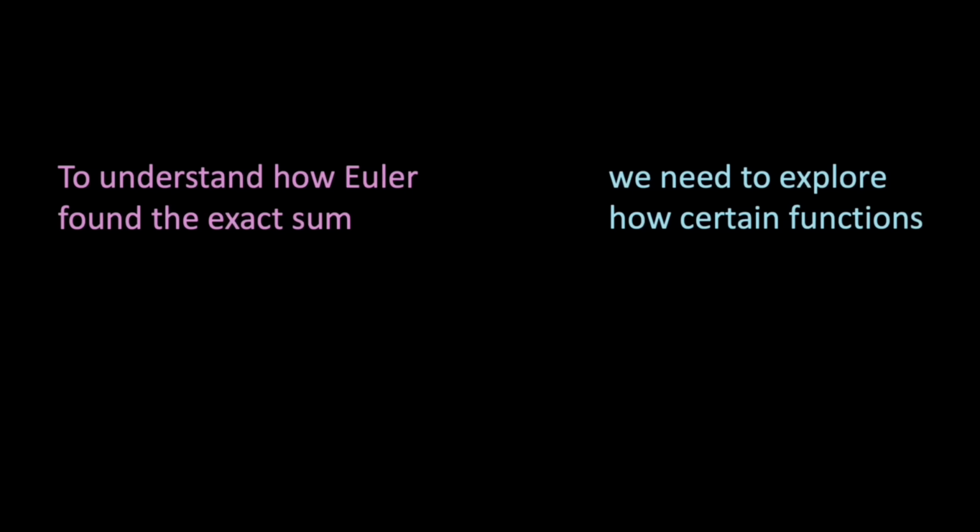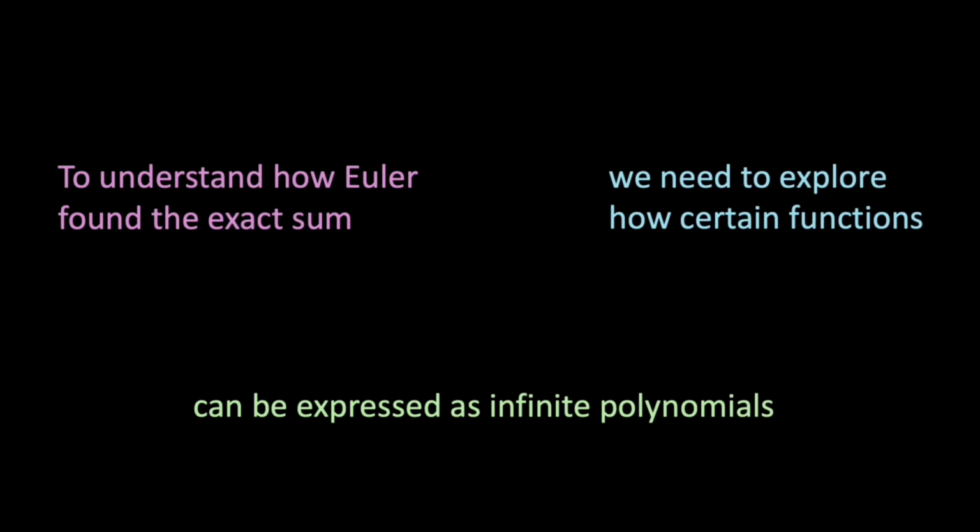Now, to understand how Euler found the exact sum of the Basel problem, we need to explore how certain functions, like sine of x, which we've just looked at, can be expressed as infinite polynomials. This is one of the most beautiful and powerful results in all of mathematics, the Taylor series.